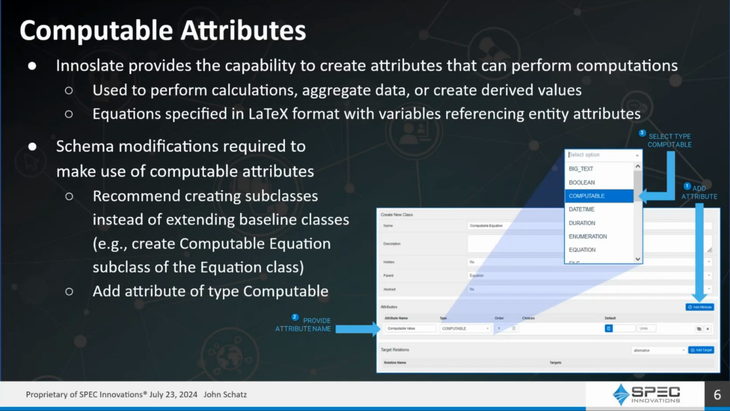Okay, so what is a computable attribute? A computable attribute is an attribute that is used for mathematical computations within Innoslate. The equations are specified in a LaTeX format, and they reference other entities' attributes. So in order to be able to make use of them, we need to do some schema modifications. Both computable attributes and the equation attribute are not in any of the baseline classes for Innoslate.